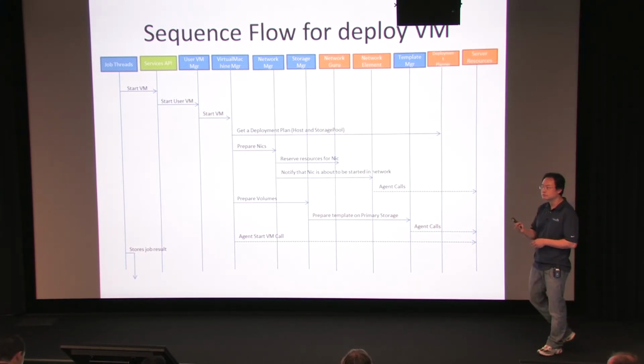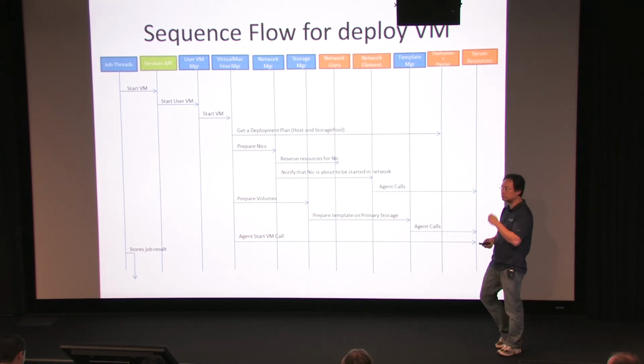Hello, I have a question on the relationship between job ID and VM ID. Are they one-on-one mapping?